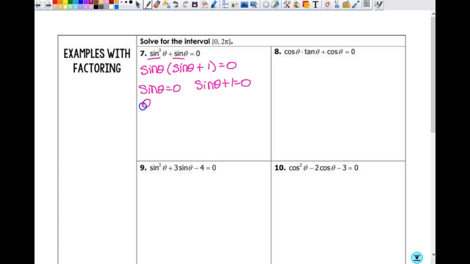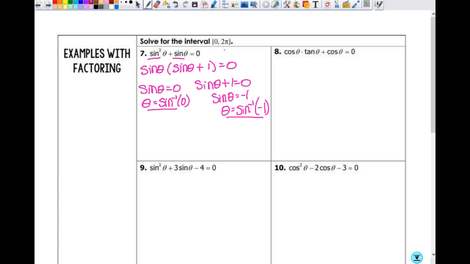That means here theta is equal to the sine inverse of 0. And here, this would give me sine theta equals negative 1. So theta equals the sine inverse of negative 1. Okay. So you have 2 separate things going on here at this point. Everybody with me? Now, the interval is just 0 to 2 pi for all of them. So it's just the whole circle.